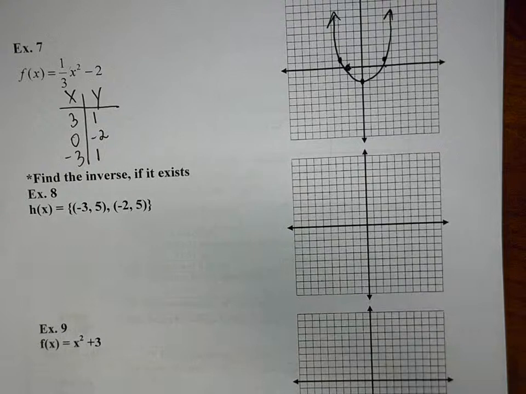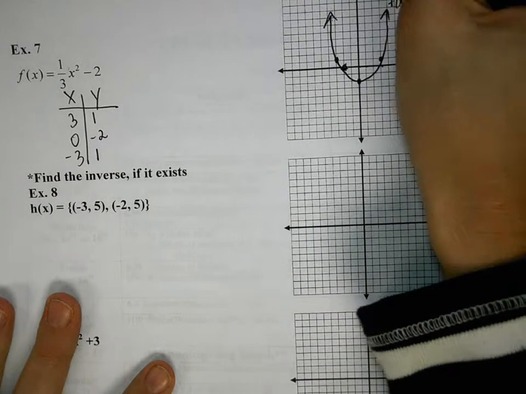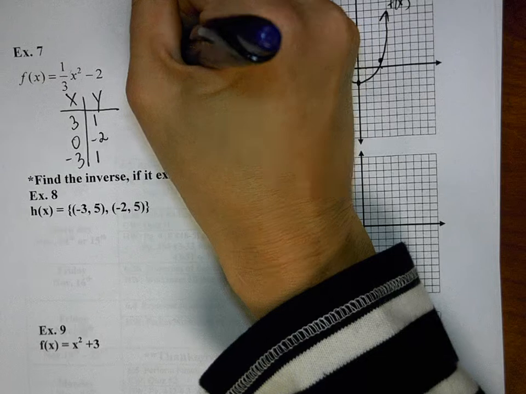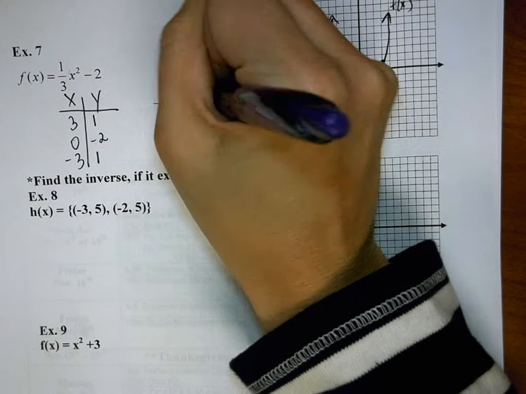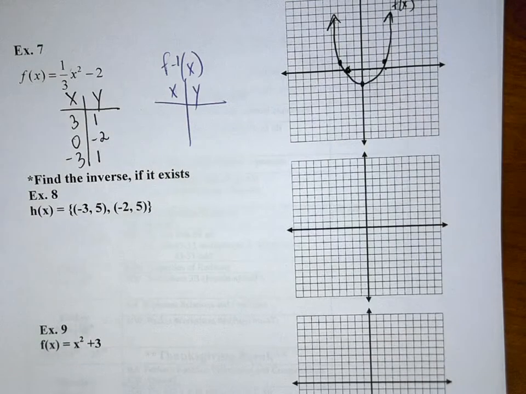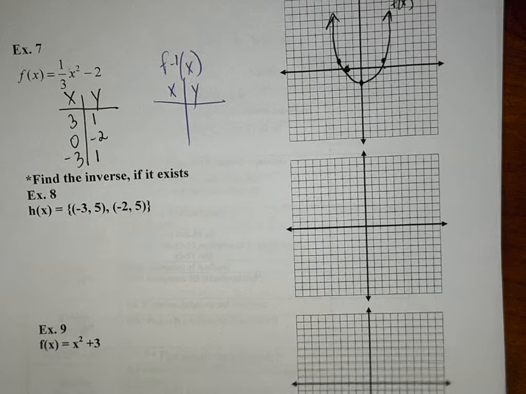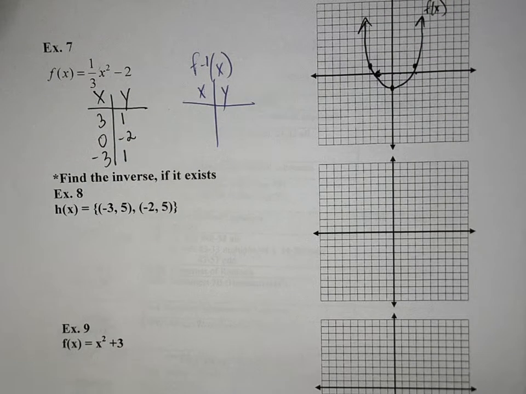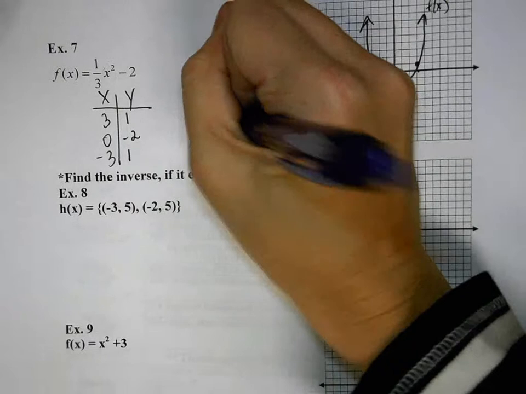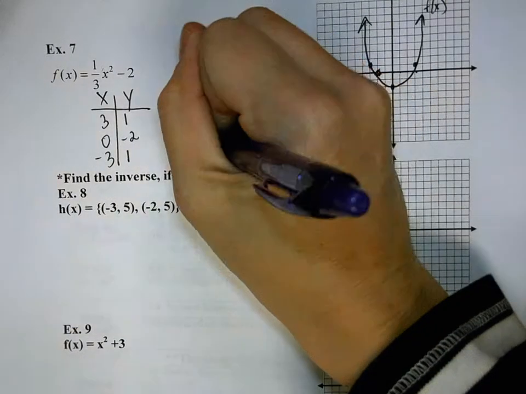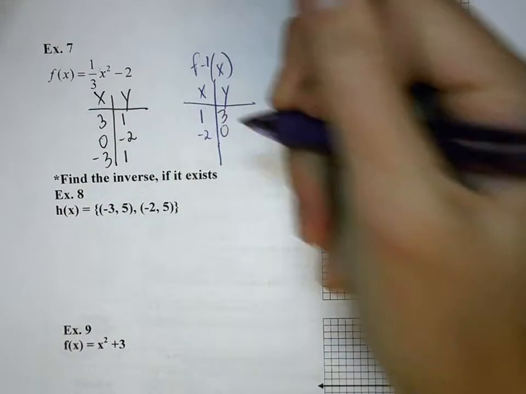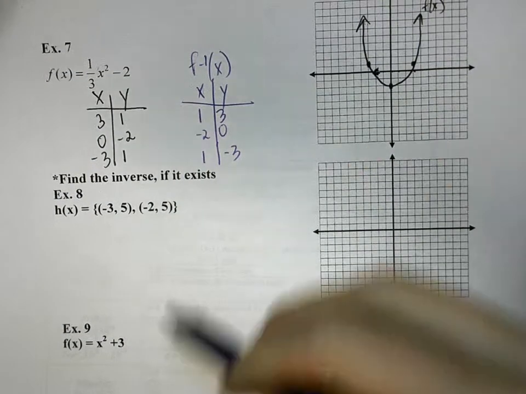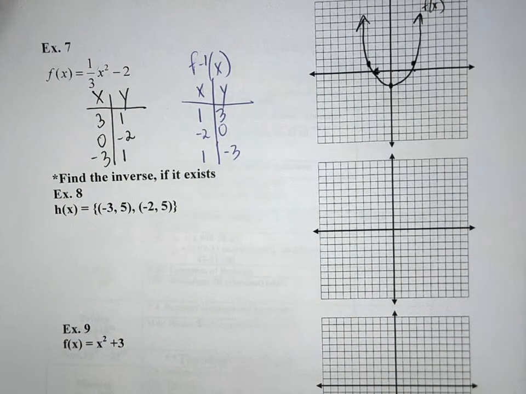All right, so that's my f of x equation. Now I want to find my inverse equation. So what are going to be the ordered pairs for my inverse equation? Good. 1, 3, negative 2, 0, 1, negative 3. Now, by looking at the x values, did the x values repeat?